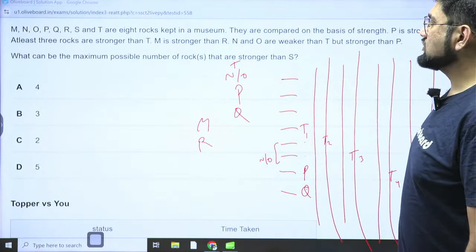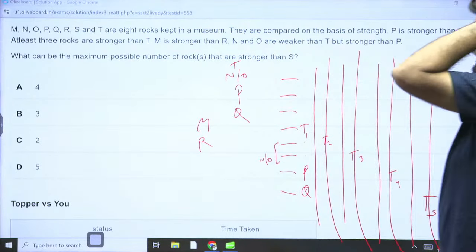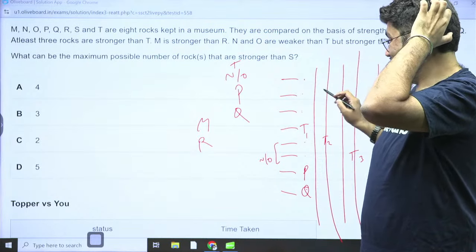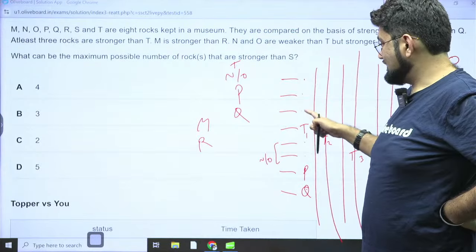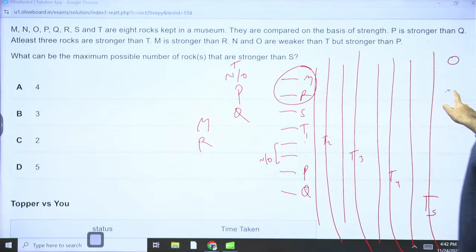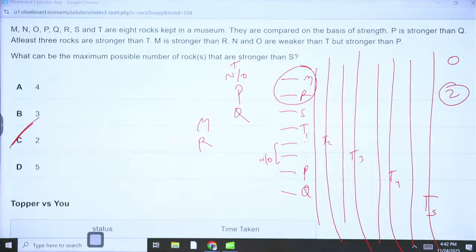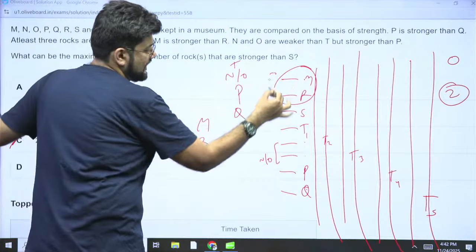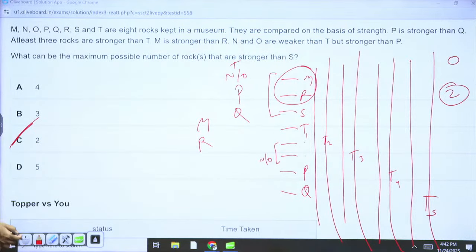What can be the maximum possible number of rocks that are stronger than S? Now see, S can either be here. So M and R will be here. So S will have nobody stronger than it, 0. S cannot be here. So S can be here and M and R can be here. So I think 2 will be the correct answer. How many are stronger than S? 2 at maximum. There is no other case possible for us. So 2 is the maximum possible number of rocks stronger than S, because it is only these 3 which are left, right? So option C should be the right answer.